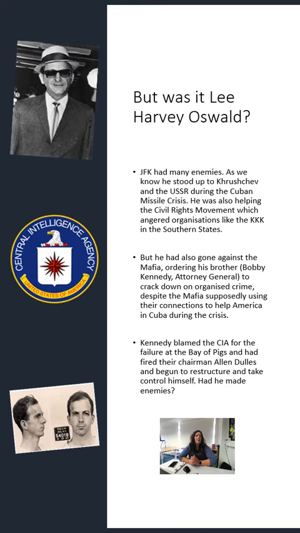He also went against the mafia. The mafia is like an organised crime group, a bit sort of gangstery, and he'd ordered his brother, Robert or Bobby Kennedy, to crack down on organised crime. And the mafia were a very powerful group, and they possibly might have been behind the assassination, and that's some people's theories.